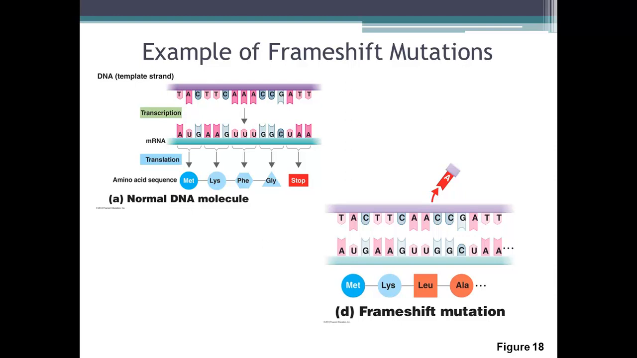Same example here, and we'll see a frameshift in which we have AAA and we decide to remove that A. So now it's going to read AAC, CGA. So we're seeing a shift. So now it's going to read leucine, alanine. So it's a totally different protein.